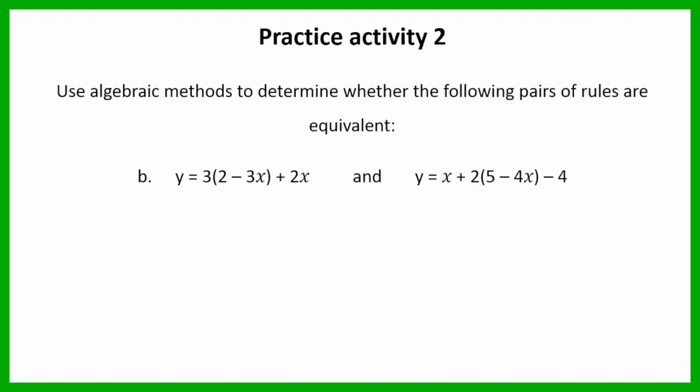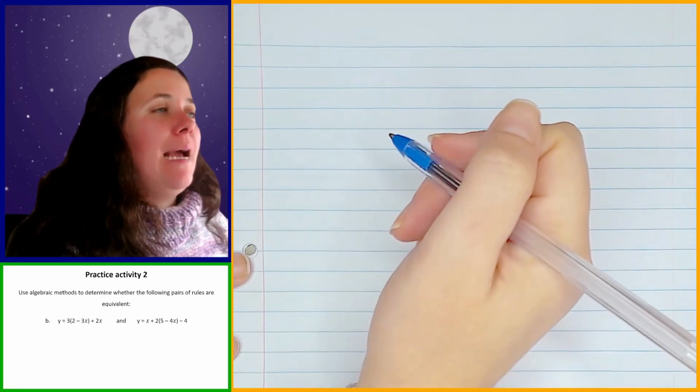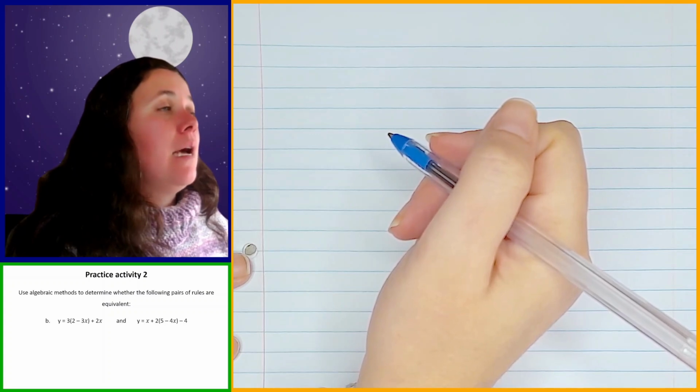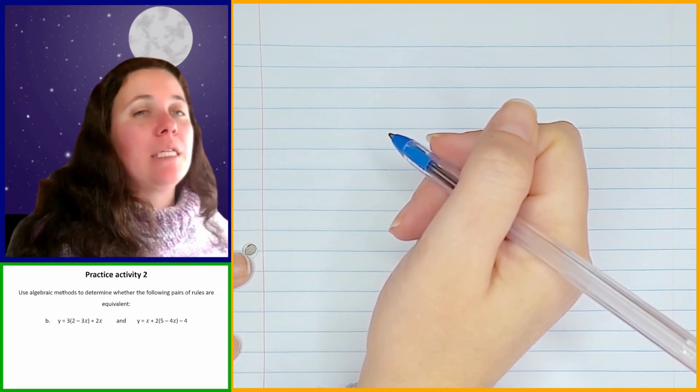Okay, so let's go through that example. In this example, we had y equals 3, and then in brackets 2 minus 3x, and then plus 2x. And we had y equals x plus 2, and then in brackets 5 minus 4x, and then minus 4.